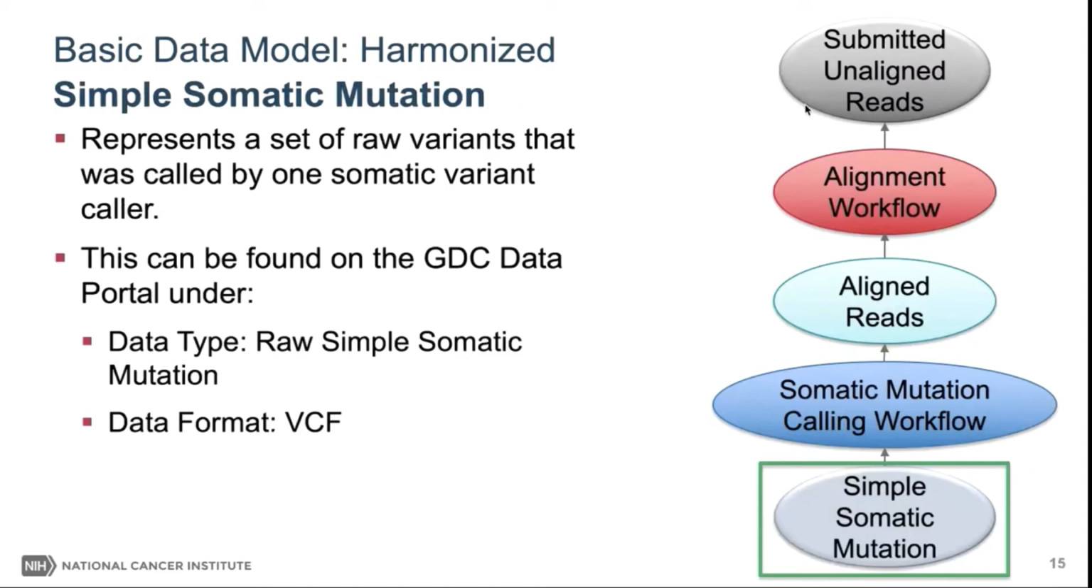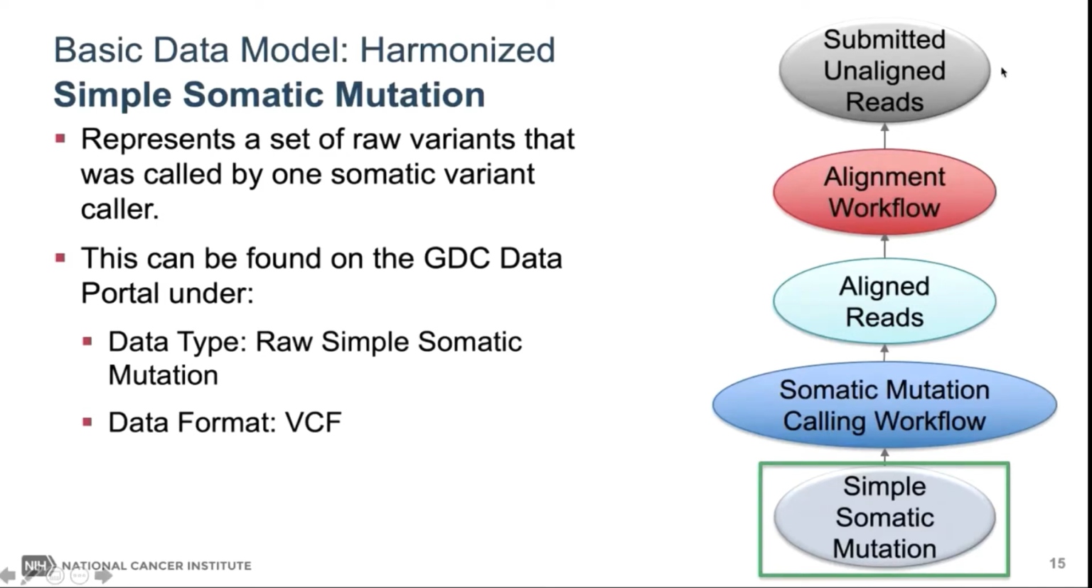Now, attached to the somatic mutation calling workflow is the simple somatic mutation. This represents a set of raw variants that was called by one somatic variant caller. So if you have 5 different workflows, there will be 5 simple somatic mutations. These are sometimes referred to as raw VCFs, and this can be found in the GDC data portal under the filters data type, raw simple somatic mutation, and data format is VCF.